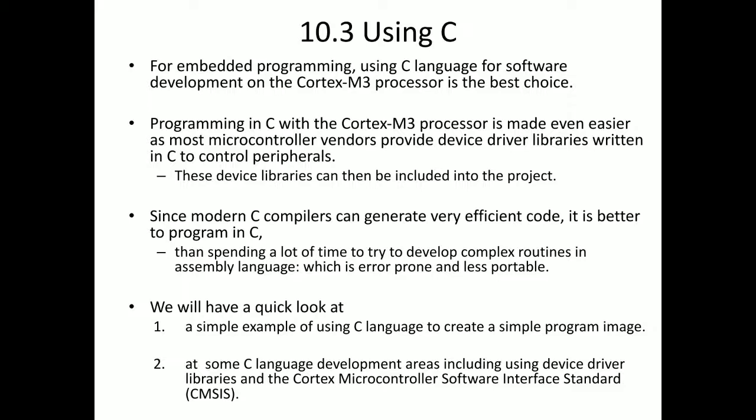And now embedded programming using C language, for developing a Cortex M3 based application. The Cortex M3 processor is a best choice for developing an embedded application using C language. Programming in C with the Cortex M3 processor is made even easier as many of the microcontroller vendors provide driver libraries. Driver libraries are very important because we need to interface to the hardware board. With readily available driver libraries, some of the work is very much eased.